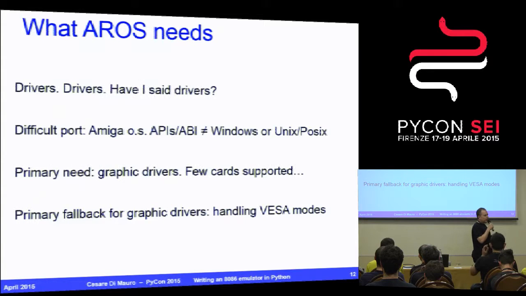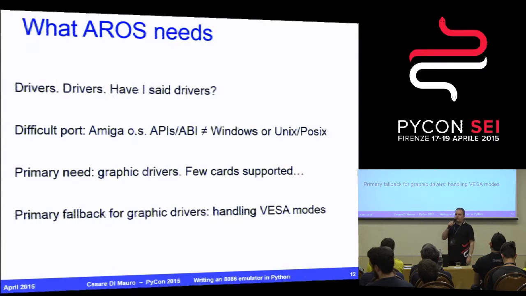The primary need with a new OS is basically having the graphics card working. Otherwise, you are stuck with text, for example, or just some simple graphic mode. When you don't have a driver for your graphics card, unfortunately, you have to switch back to the so-called VESA mode. VESA mode provides just the graphic frame buffer, and you use it directly, basically. So no hardware acceleration at all.